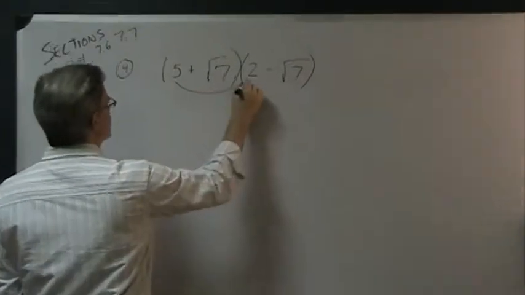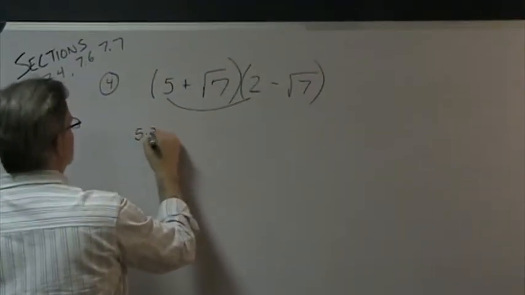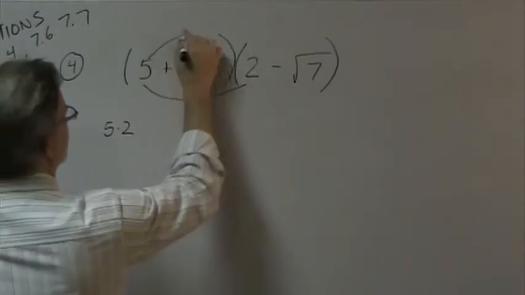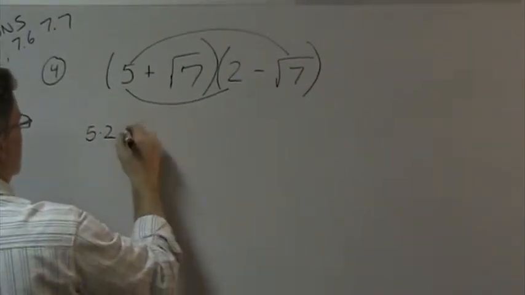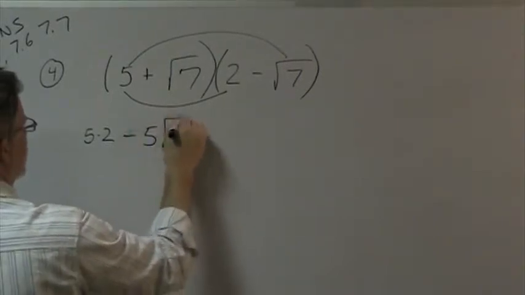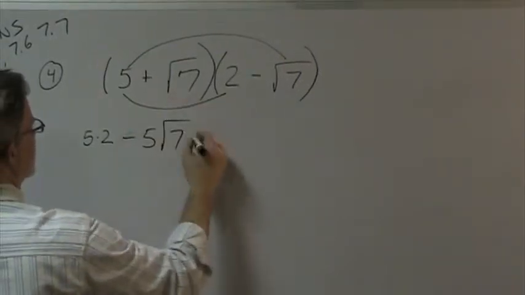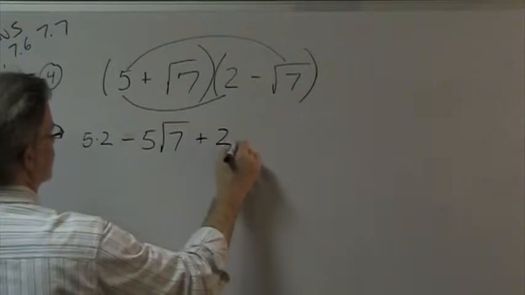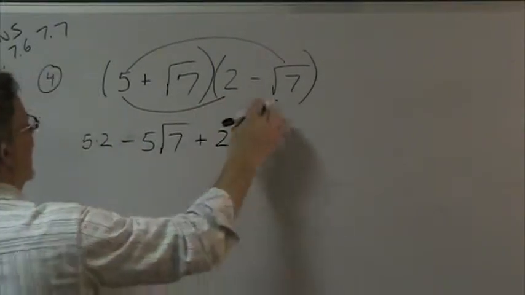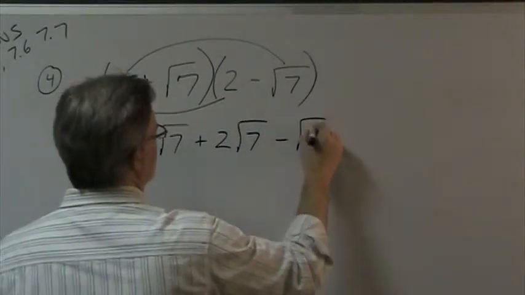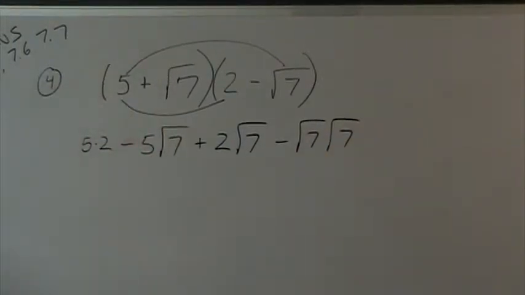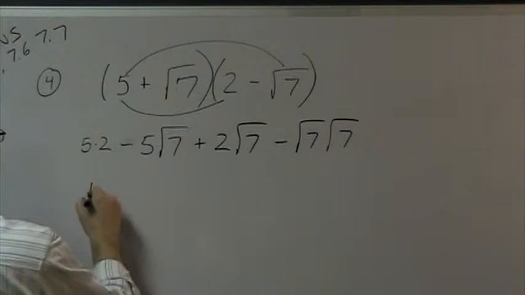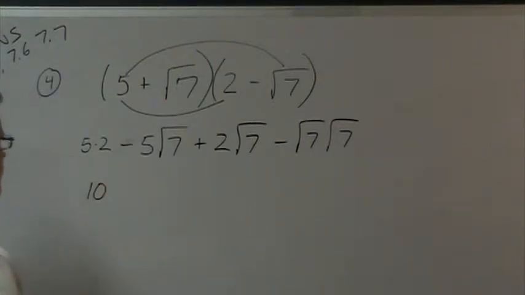So the first is 5 times 2. The outer is a negative 5 square root of 7. The inner is a positive 2 square root of 7. And the last is a negative square root of 7 times the square root of 7. Okay, so obviously 5 times 2 is 10.